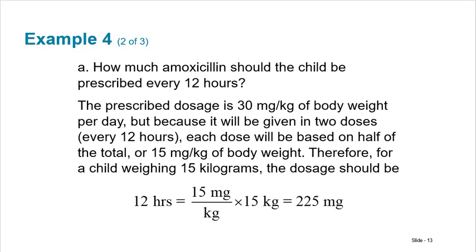First thing we've got to do is figure out how much they need, right? Well, they're supposed to get 30 milligrams per kilogram of body weight per day, but because it's given in 2 doses every 12 hours, we cut that in half, right? They need 15 milligrams per kilogram of body weight for each dose. So a child weighing 15 kilograms would be 15 milligrams per kilogram times 15 kilograms, and the kilograms would cancel, right? And you'd be left with 15 times 15, or 225 milligrams. So every 12 hours, they need to take 225 milligrams.